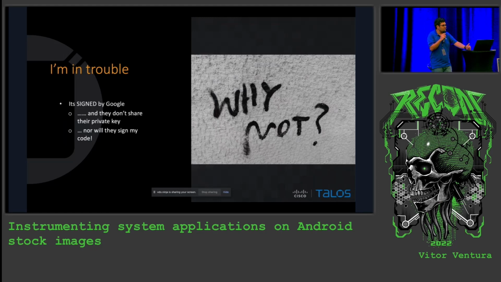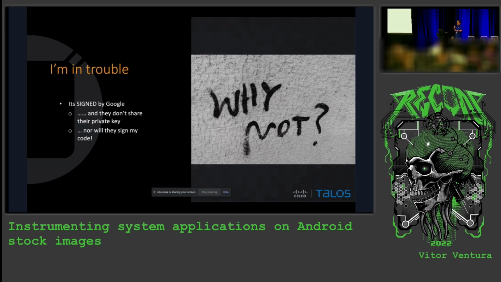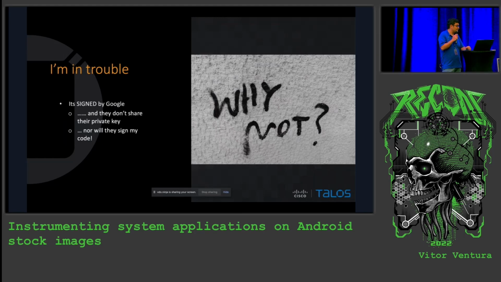I don't know why. They don't want to share the private key, and they don't want to sign my code. So if I cannot sign the package that I've just changed with the same key, I cannot install it, because this is a system application. And I don't know, they don't want to share it. Maybe someone will help me understand that.